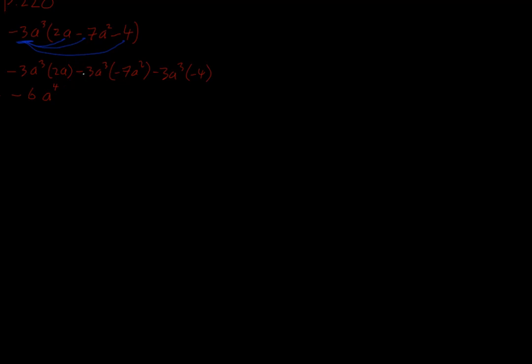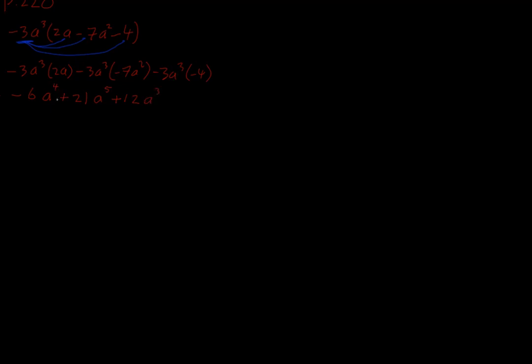Next term, we have minus multiplied by minus is going to give us plus. 3 multiplied by 7 is going to give us 21. And a cubed multiplied by a squared is going to give us a total of a to the power of 5. So we need to be careful here. If we have a by a by a by a by a, in total we have 5 a's multiplied together. Now, third term, we have minus multiplied by minus is going to give me plus. 3 multiplied by 4 is going to give me 12, and I have a cubed here.